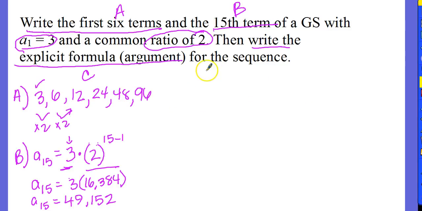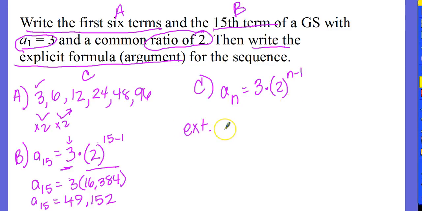Big. Okay, now part C, we're writing the formula so that we can find any term that we want. So we're just going to make it a general rule. So we're going to insert the n back into the problem. A sub n is equal to 3 times 2 to the n minus 1.